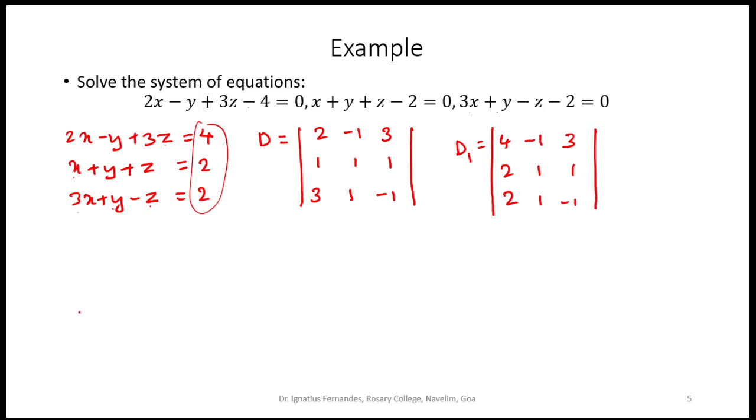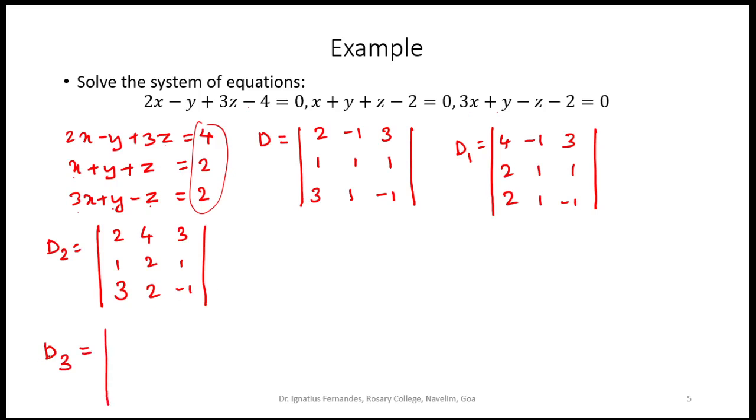Okay. The same way you will find out D2. What will be D2? D2 will be equal to the second column replaced by the right side column. So the first and the third column as it is. So 2, 1, 3 as it is. Second column replaced by the right hand side column, column 4, 2, 2, and this 3, 1, minus 1 as it is. The same way we write down D3.